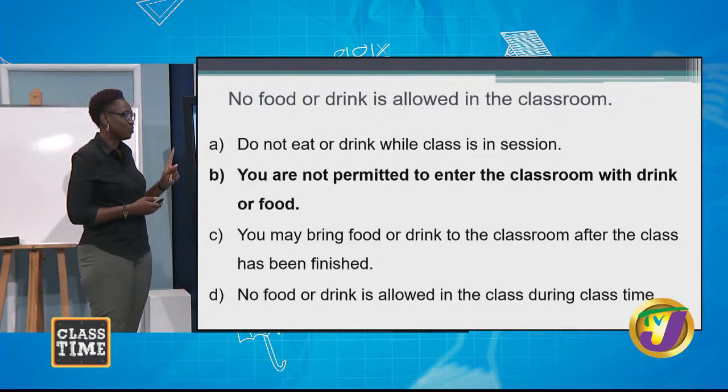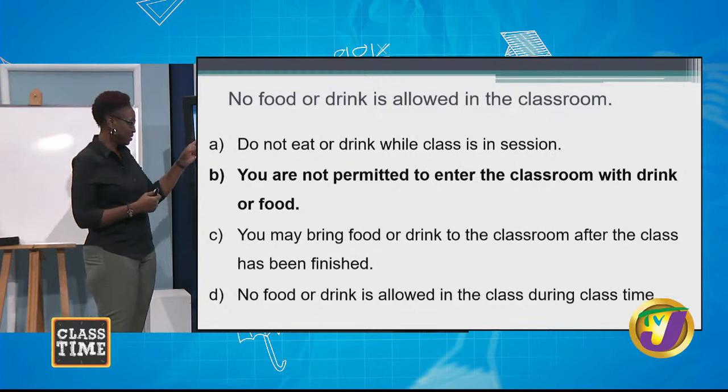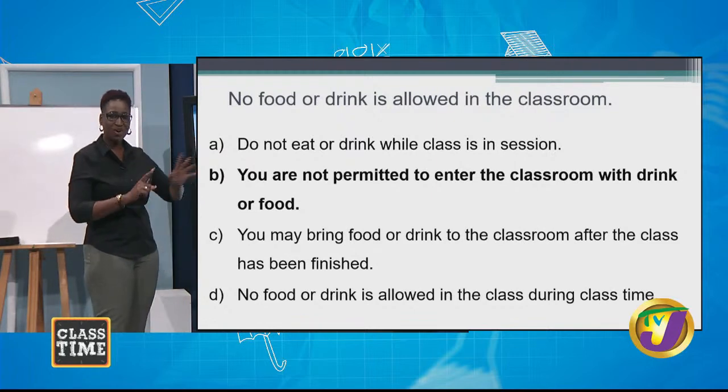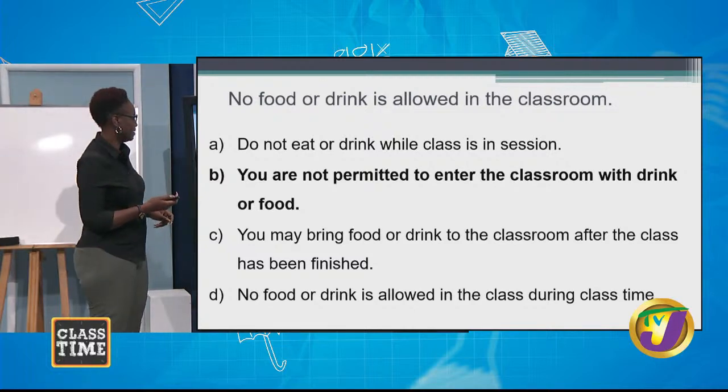So you are not permitted to enter the classroom with food or drink. Same thing. The classroom is off limits when it comes to food and drink. All right, let's look at another one.